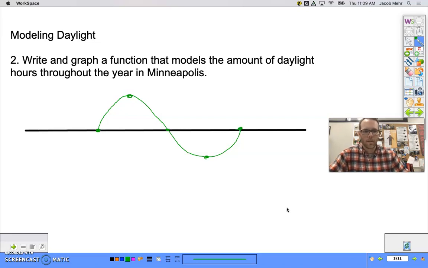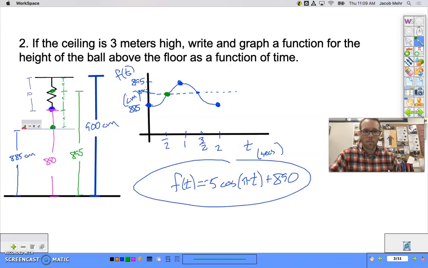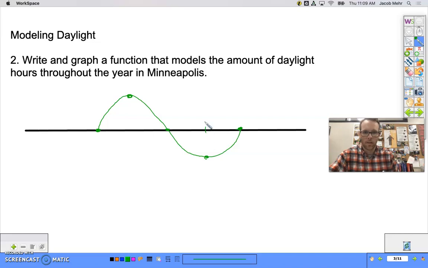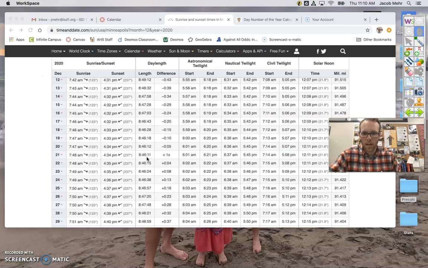Now, what do we know about daylight during the year? When do we have the most daylight? When do we have the least amount of daylight? Well, we just found the least amount of daylight, right here, where we lose daylight. We're down to 8 hours and 46 minutes of daylight, and then it starts to increase again. That's our low point. So December 21st has got to be right here. So I'm going to write that as 12/21. And how much daylight did we have there?